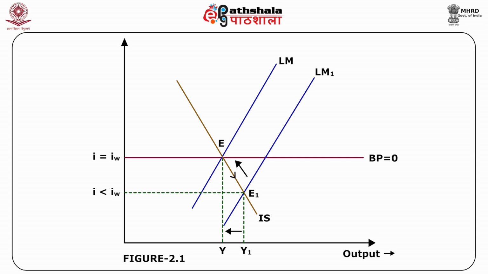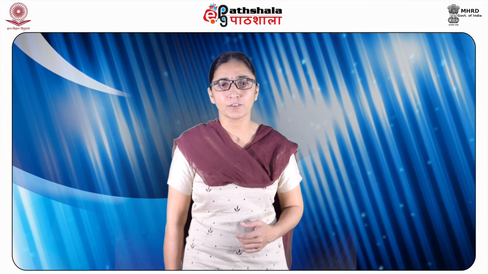This deficit puts pressure on the exchange rate to depreciate, but since the economy is under a fixed exchange rate, the central bank will intervene and will sell foreign exchange and buy rupee. This will lead to a reduction in domestic money supply and will shift the LM curve towards the left. This process will continue till the original equilibrium E is reached. We will learn more about the role of foreign exchange reserves and its impact on the money supply in one of the later modules.